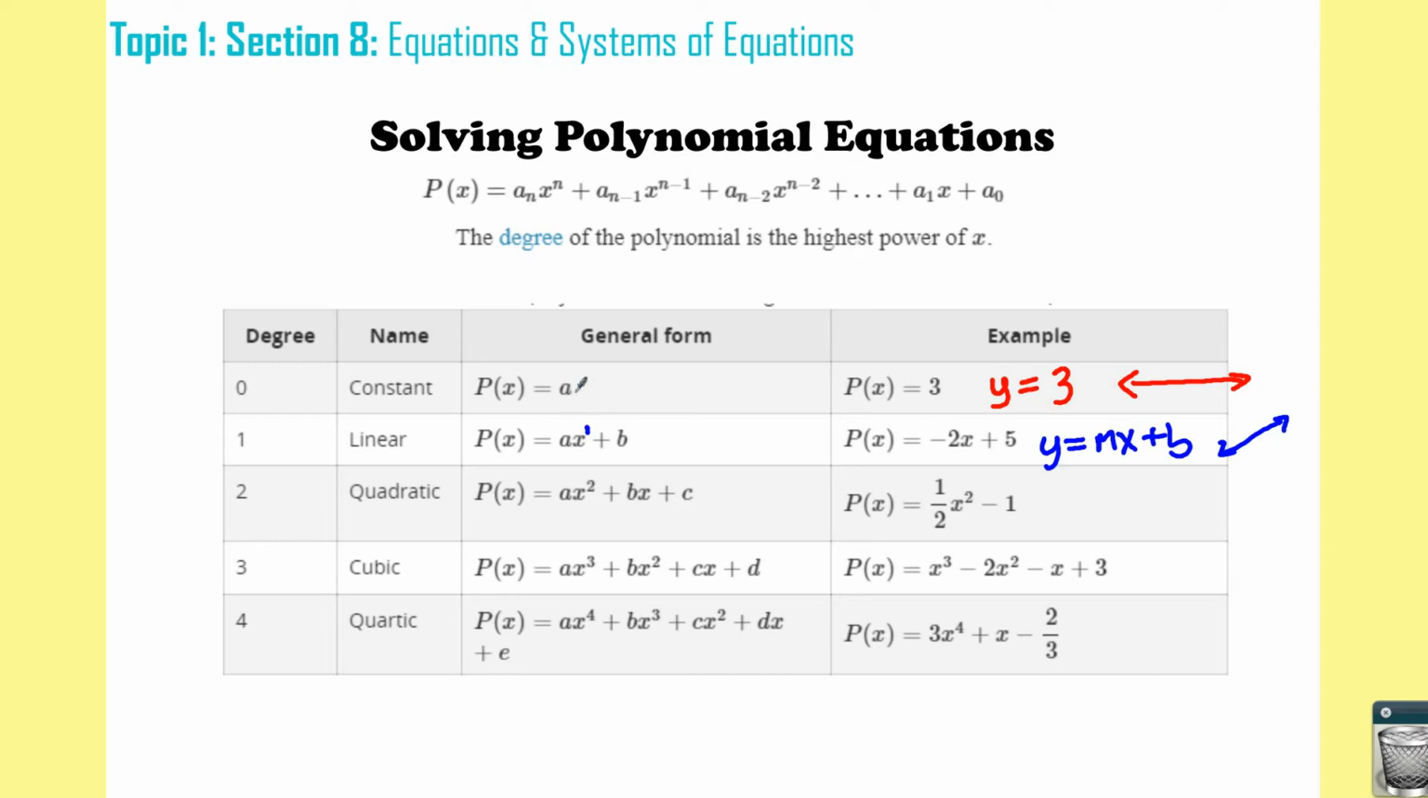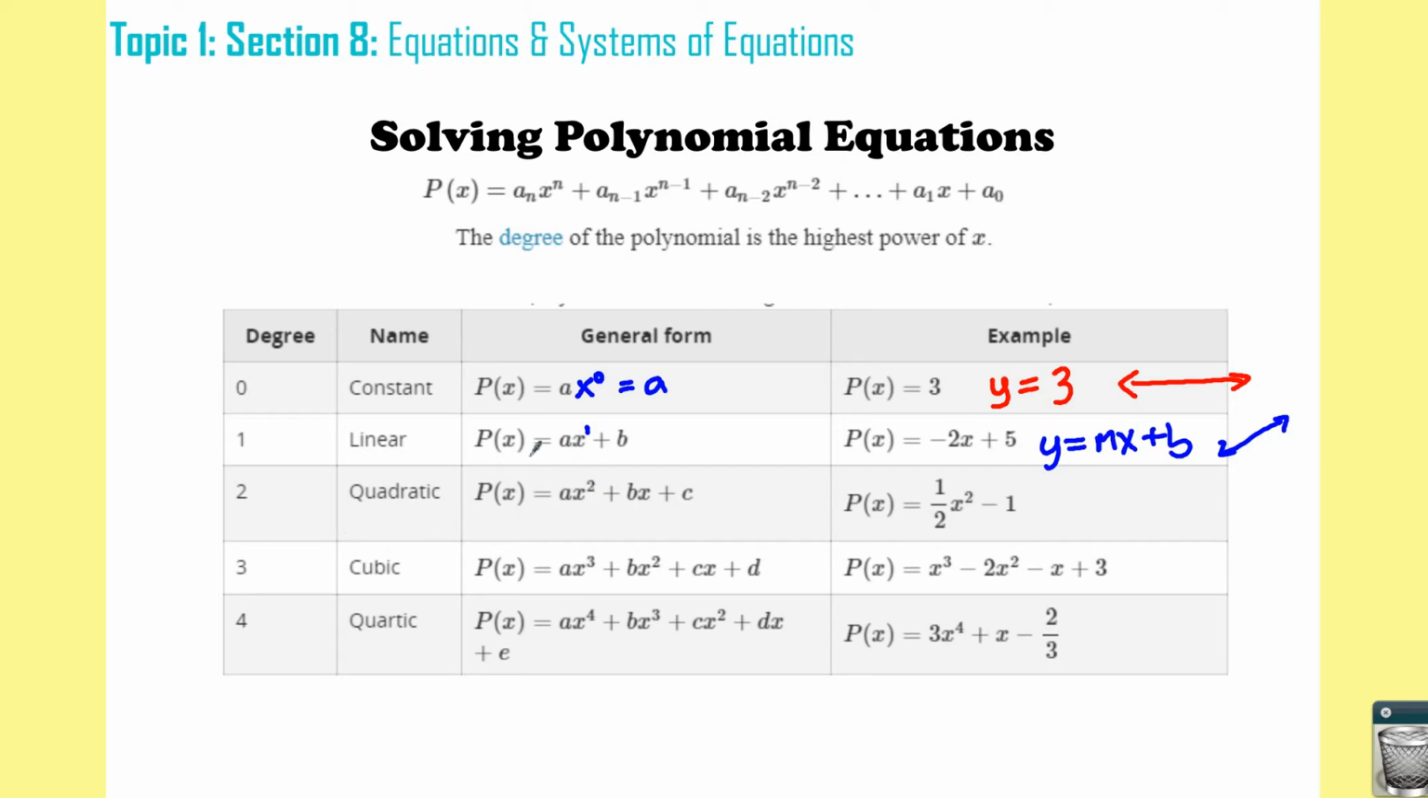Technically, we can write the constant one with variable x. We can write it as a times x to the 0, right? Anything to the 0 power is 1, so it simplifies to a. So the degree is the exponent of the variable, the highest exponent.